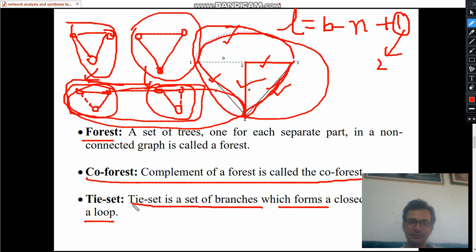So there is one more thing which is known as fundamental tie set or basic tie set or F tie set. Okay, we will be discussing it later.